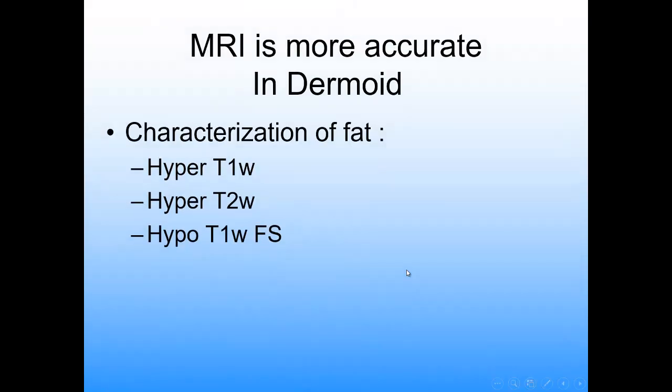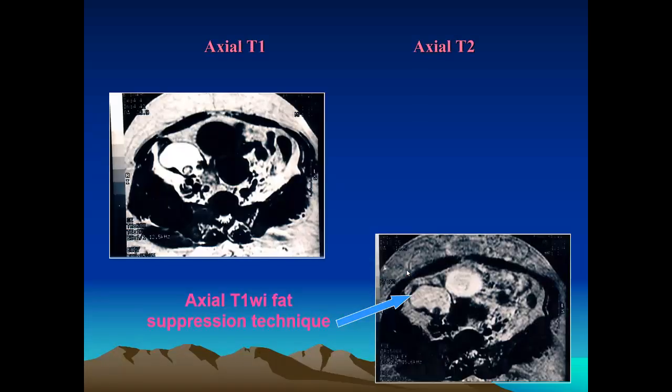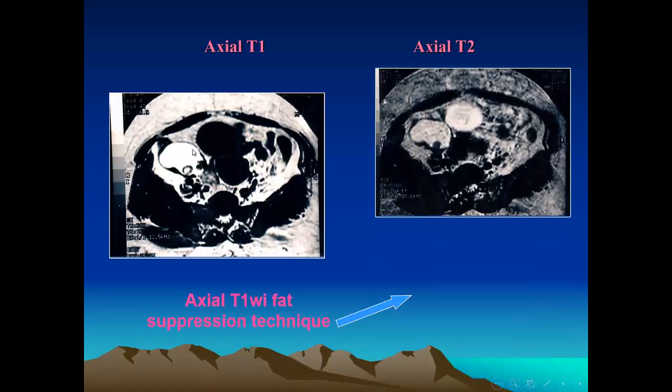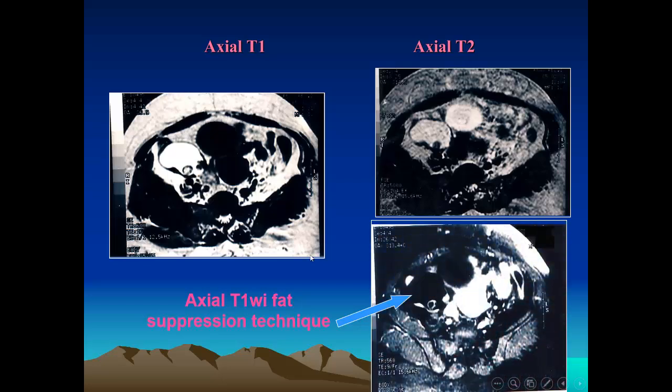MRI is more accurate in mature cystic teratoma. The fat is hyperintense on T1. This is hyperintense on T1, relatively hyperintense on T2. This is the appearance of the tooth on MRI. The crown is hypointense like this one. And this is the appearance on fat suppression. The lesion is completely suppressed on fat suppression.